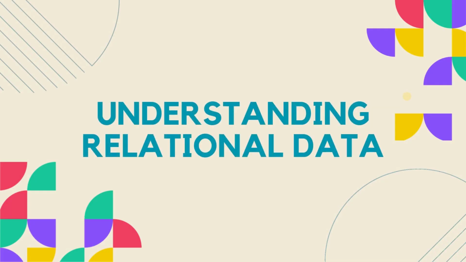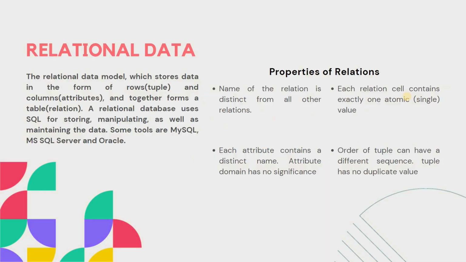There are several data models in a database. In this video, we are going to talk about the relational data model. The relational data model stores data in a row and a column form, where a row represents a tuple and the column represents an attribute of data in the tuple, and together they form a table to represent the relationship between the data. A relational database model uses SQL to store, manipulate, and maintain the data.